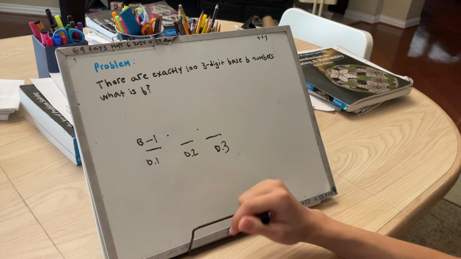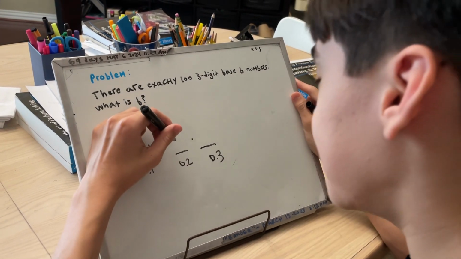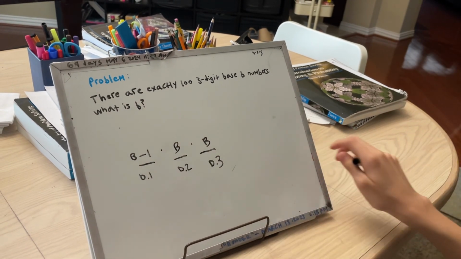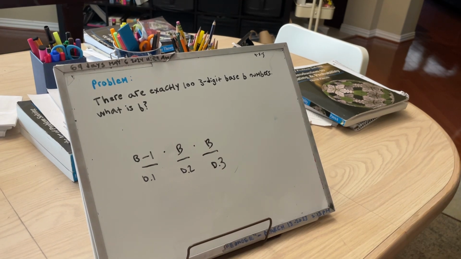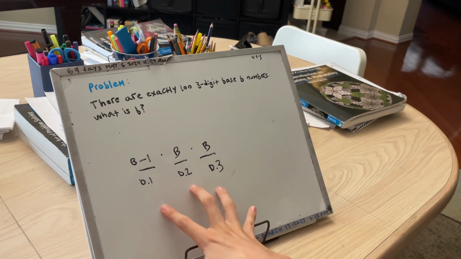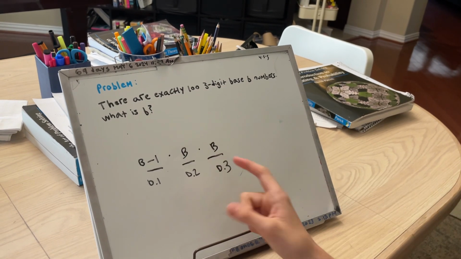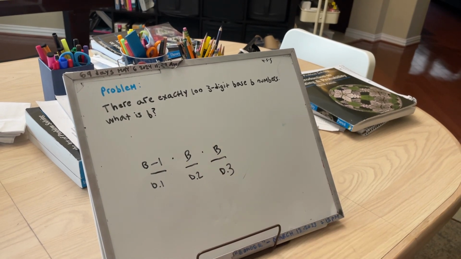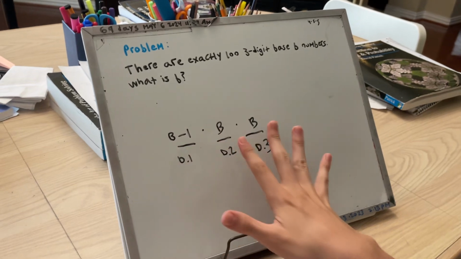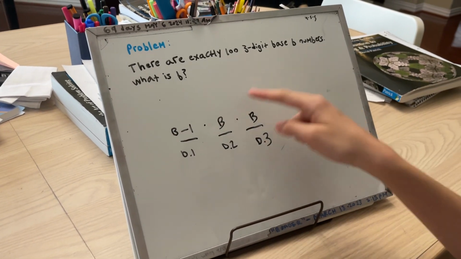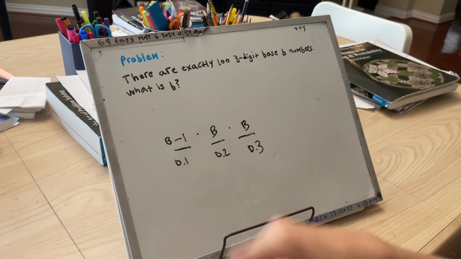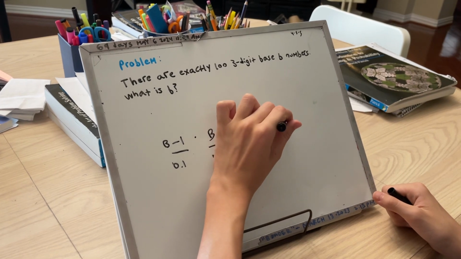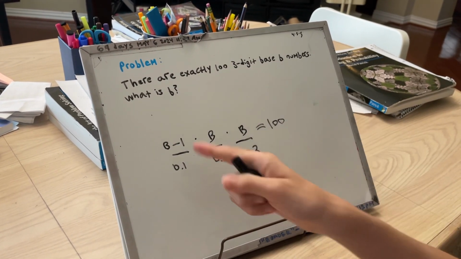For digit 2, it can be anything within the realm of the base b number, so all we put is b. Same for the third digit. The second and third digits can be relatively anything, whereas the first one can only be something excluding 0. So now we have 3 digits here and a way to represent them in terms of b: b minus 1 times b times b. So from here, what we need to find out is what 3 numbers fitting this form multiply to 100. So basically, what would b equal so that this product is equal to 100, since we know that there are a total of 100 three-digit base b numbers.